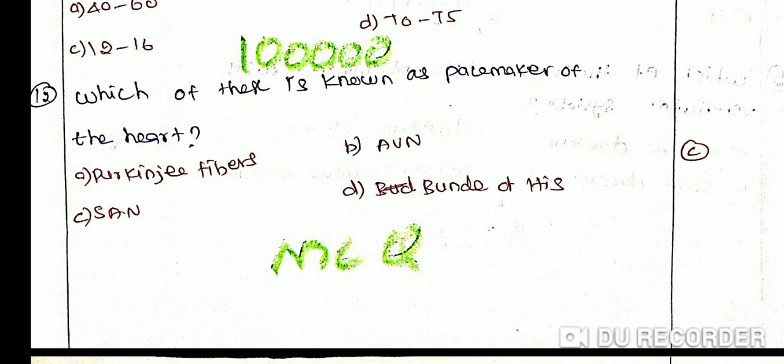Which of these is known as the pacemaker of the heart? Option A, Purkinje fibers. Option B, atrioventricular node. Option C, sinoatrial node. Option D, bundle of His. The correct answer is option C, sinoatrial node. The sinoatrial node, abbreviated SAN, is known as the pacemaker of the heart. It has the ability to generate 70 to 75 action potentials per minute, which initiates the contractility of the heart muscles.